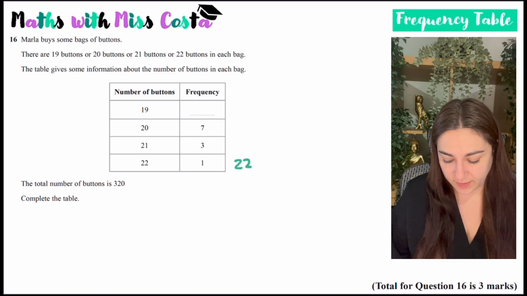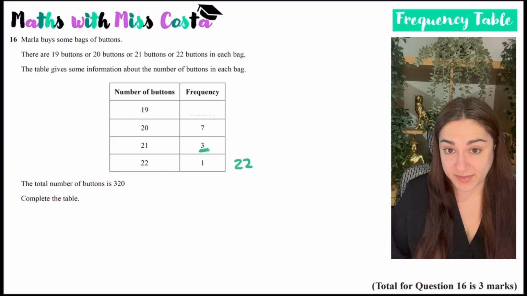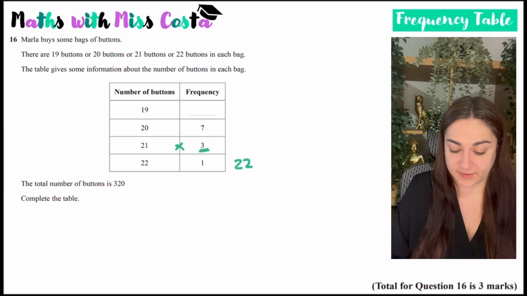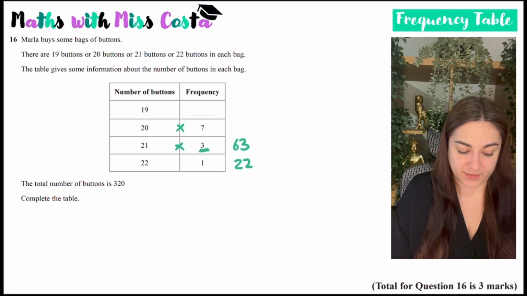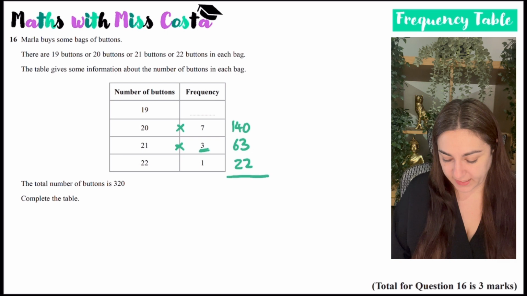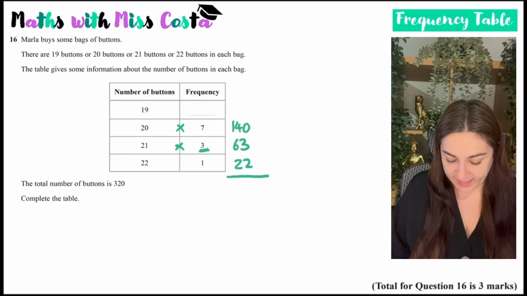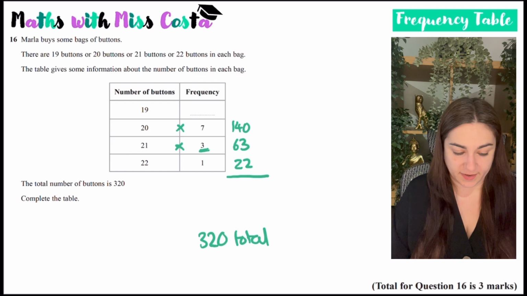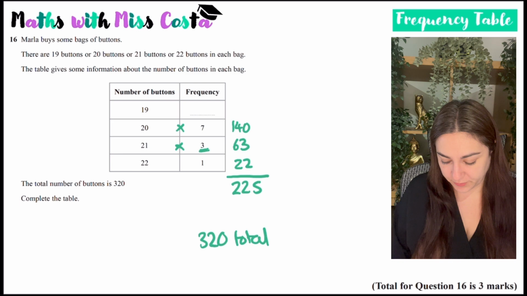So in total, there's 22 buttons. I know that 3 bags have 21 buttons in them each. So if 3 bags have 21 buttons in them each, I'm going to need to do 3 times 21, which is 63. I know 7 bags have 20 buttons in them each. So I'm going to have to do 7 times 20, which is 140. And I know that in total, there's 320. So if I add the buttons that I know about together, so I've got 140 plus 63 plus 22, which is 225.